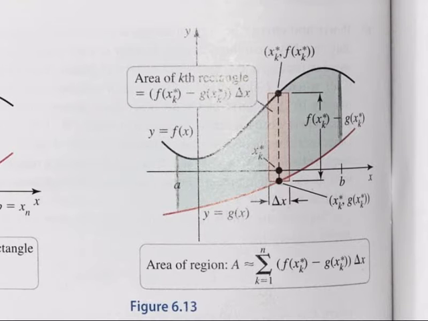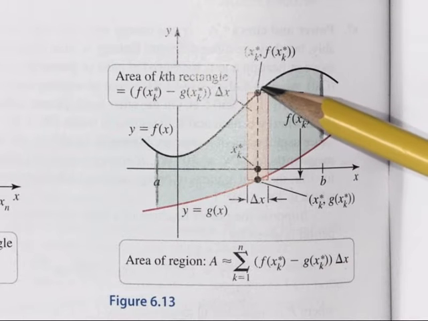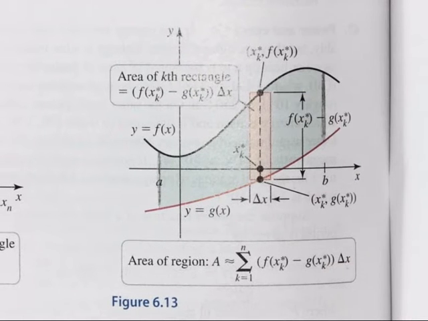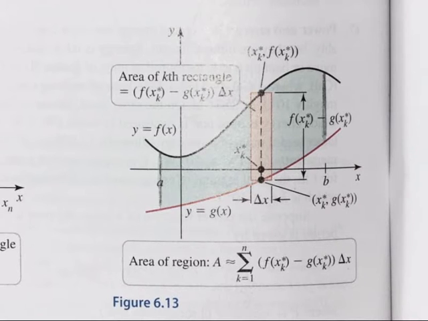Now, one of the most important things that we want to keep in mind here is that this needs to be f of x minus g of x, where f of x is the top curve and g of x is the bottom curve. That way, when I subtract these two, I get a positive value there.